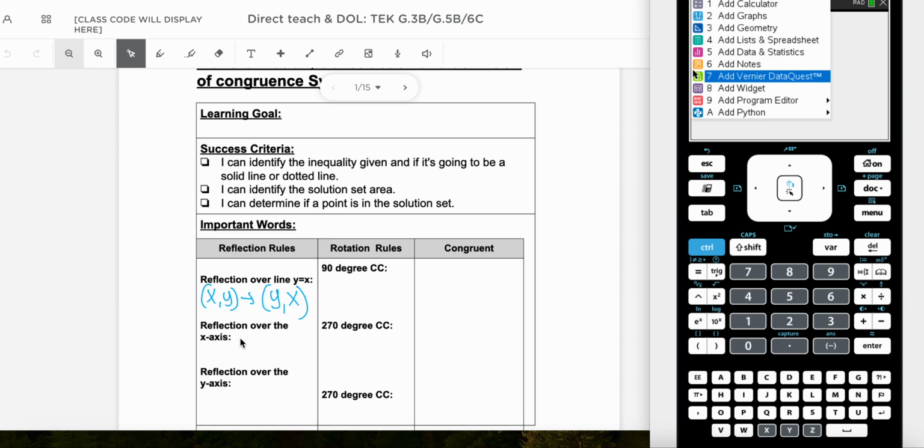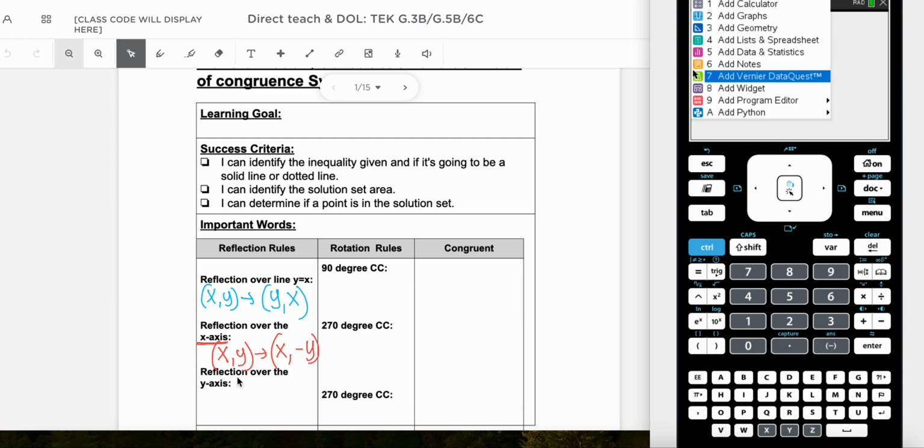Now we're going to look at what happens when we reflect over the x-axis. If you have a point (x, y) and you reflect it over the x-axis, the x coordinate stays the same, and the y becomes the opposite. Opposite meaning if this y coordinate is positive, then the other one is going to be negative, or if this was negative, then the other one is positive.